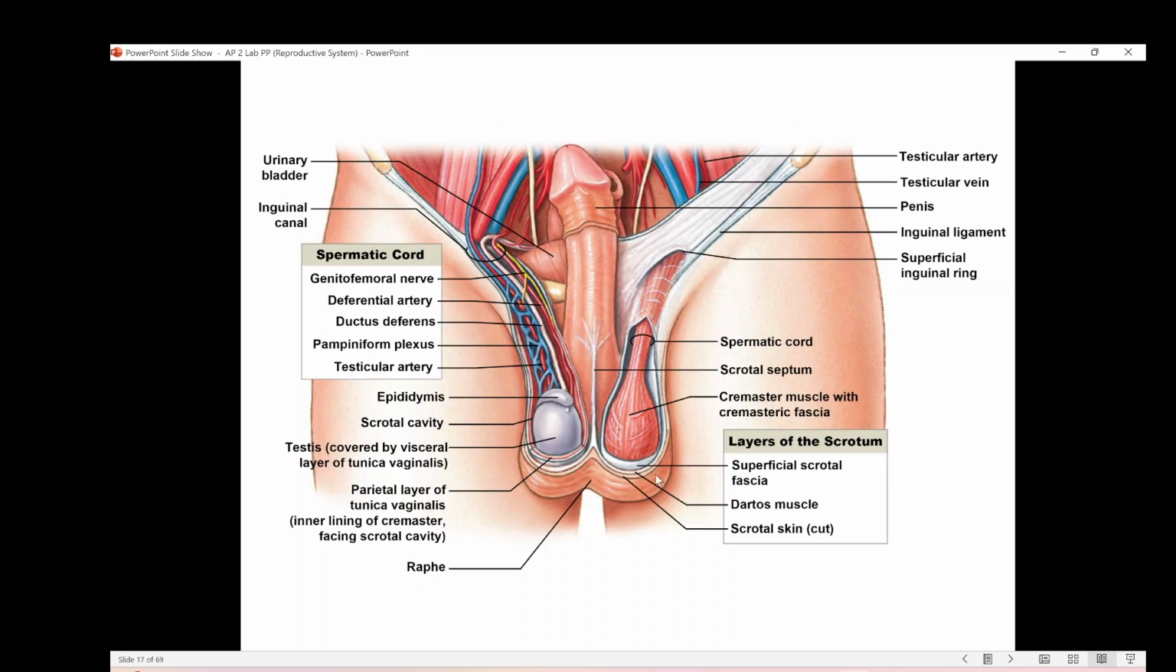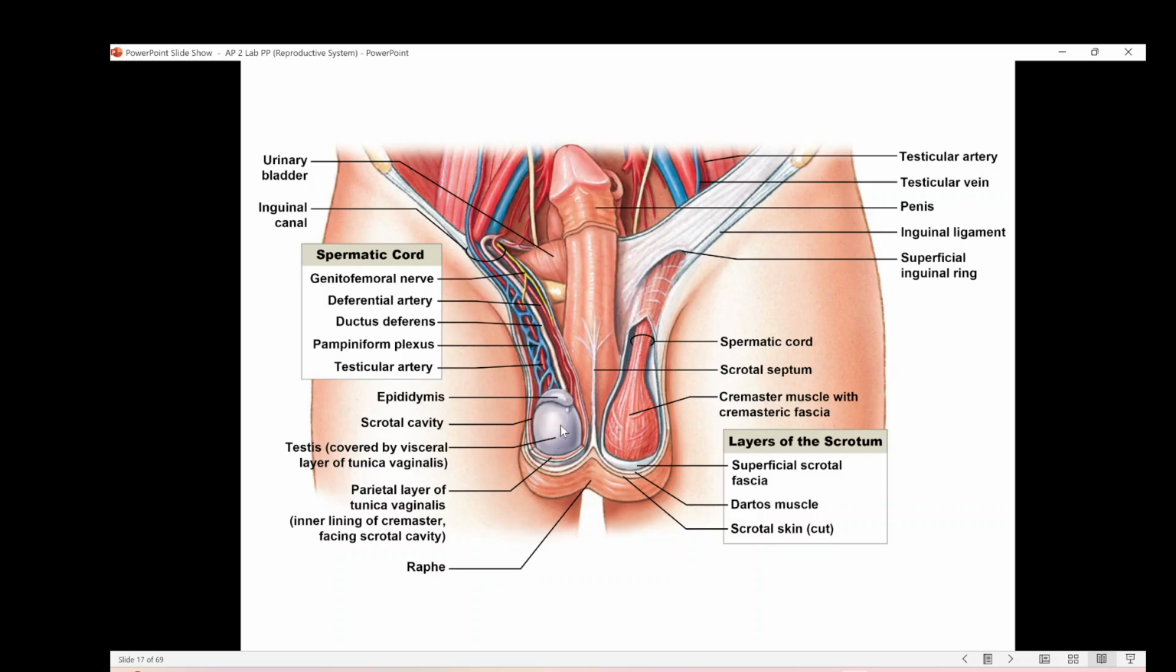So if you take a look here, you see both testicles. Remember we said this was the scrotal septum here. This was the raphe down over here. So one testes is in the right scrotal chamber, and then the left testes is in the other one. On this side, they have the cremaster muscle in place. On this one, they took the cremaster muscle off so that we could see some of the deeper structures.